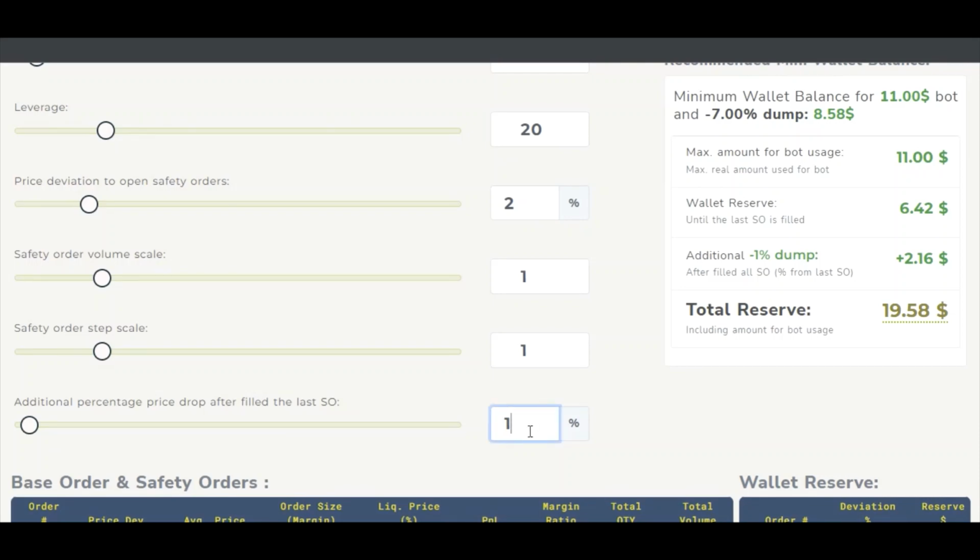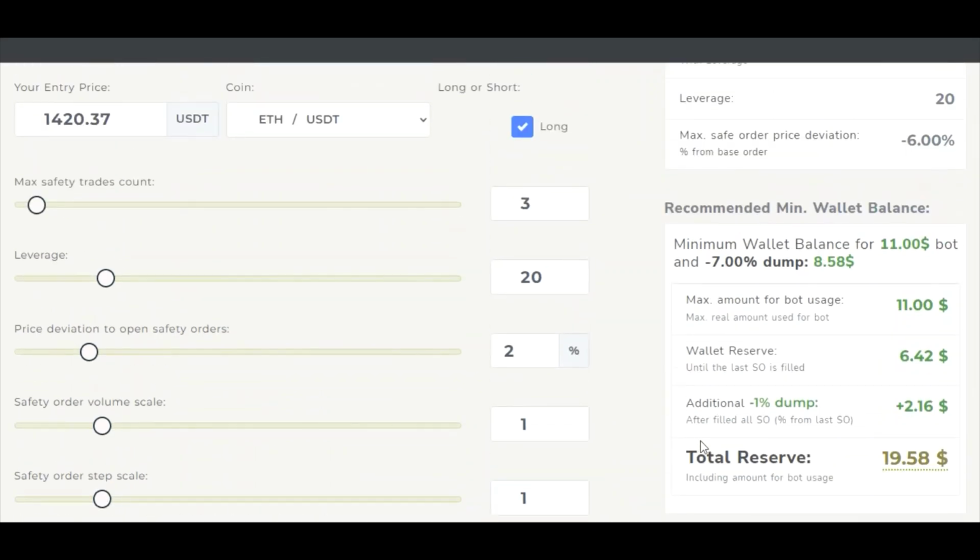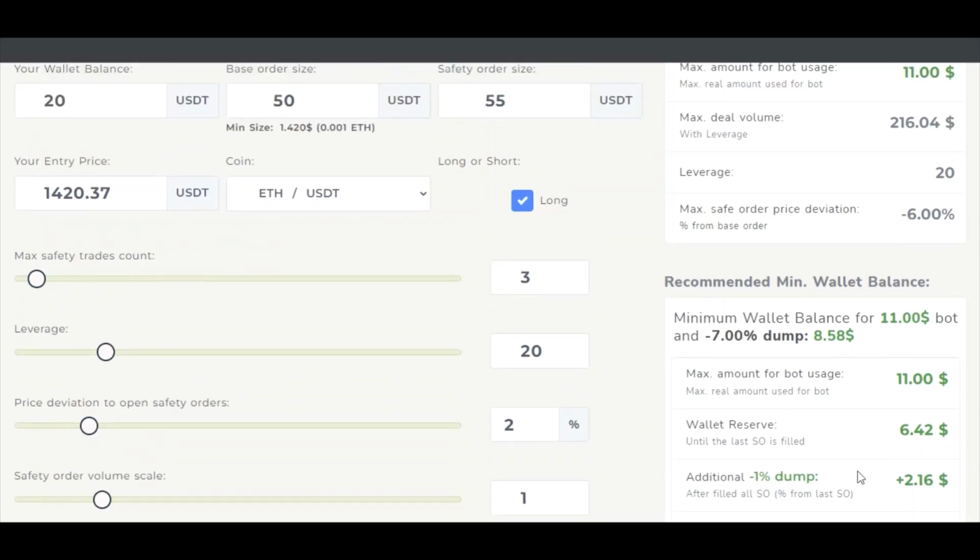So if you want to go further down, you need $21.75. So as I explained, I want to make it for less than $20, 19.558. When you set up this bot, it is capable of handling a 7% down market crash. So your funds will not be liquidated. So after 7% only, your entire $20 will be liquidated.